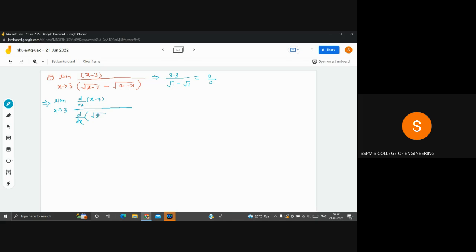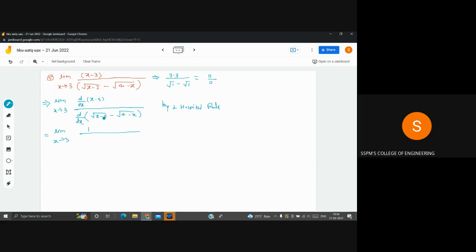So d by dx of (x minus 3) upon d by dx of (root of (x minus 2) minus root of (4 minus x)). Okay, see here. What is the derivative of x minus 3? Need to find the derivative of x first, and it is 1, and the derivative of a constant is 0. So the limit as x tends to 3, we get by L'Hospital rule. The derivative of a subtraction is nothing but the subtraction of the derivatives.